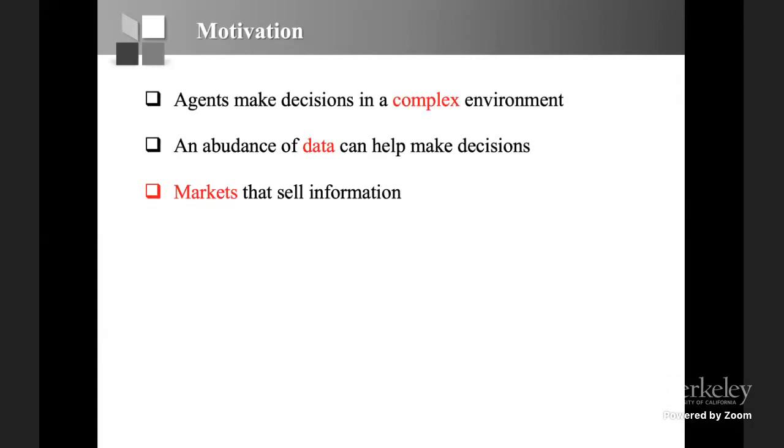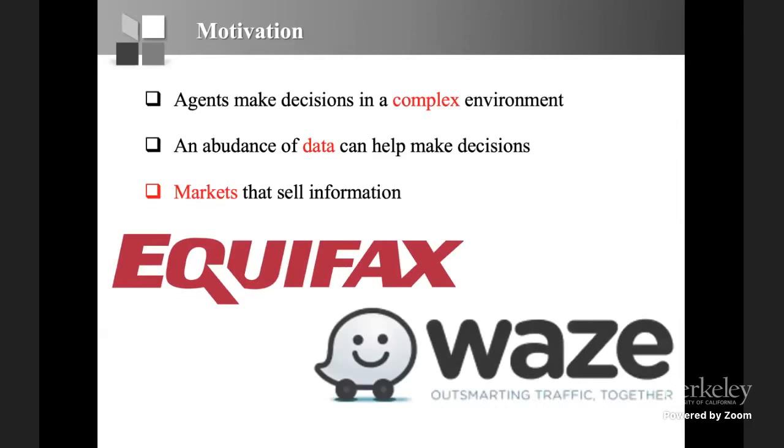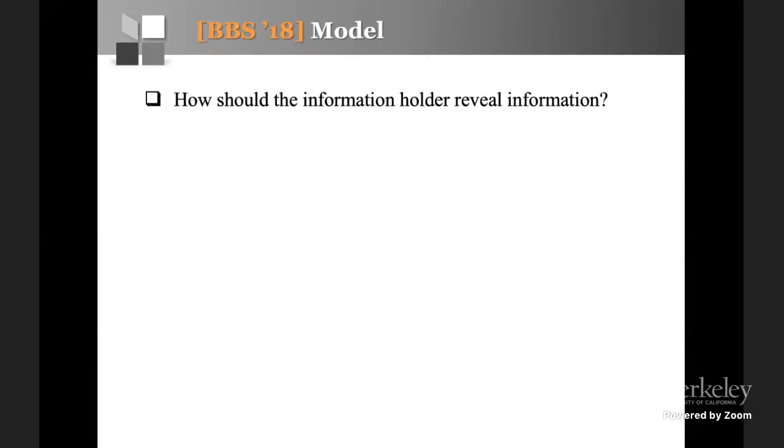For example, consider a bank that has to decide whether it will approve a customer's loan application or not. Now, the bank might be willing to consult a credit reporting agency such as Equifax in order to get more information about the client. Other examples include navigation under traffic. In this scenario, drivers are willing to use extra information about the current status, and Waze is an application that provides such a service. The main topic of this talk will be the seller's problem of finding the revenue optimal way to reveal information.